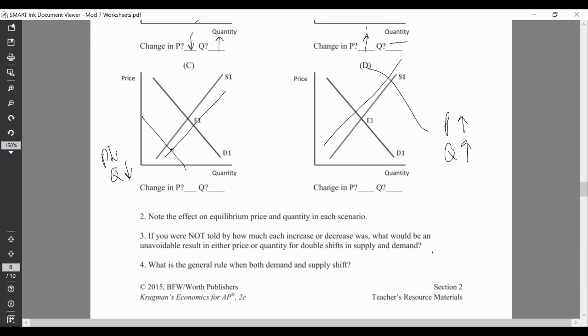Oh, where'd it go? Oh, come on, pen. I don't know why the pen's not working here. There we go. Either price or quantity. I just bought a new battery for it. Wow, this is terrible.